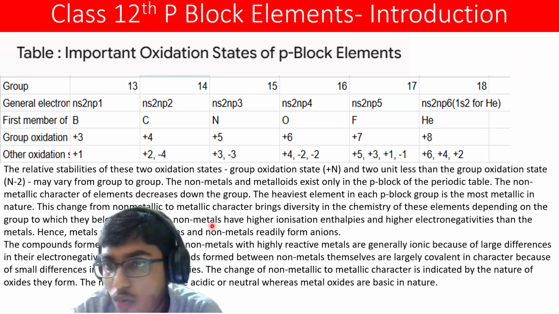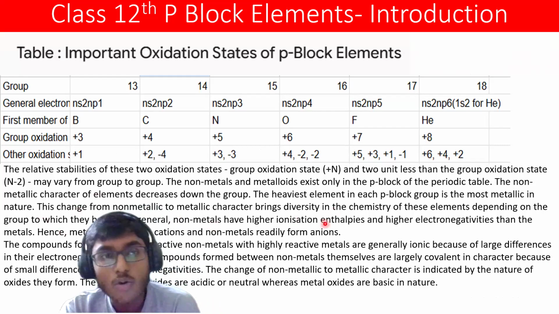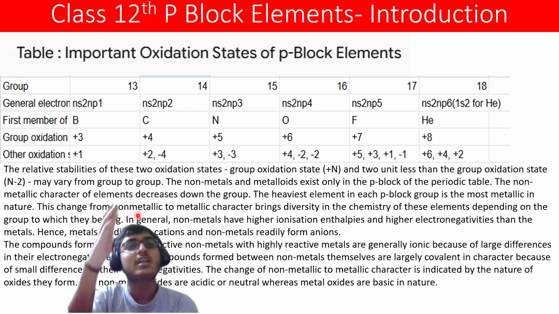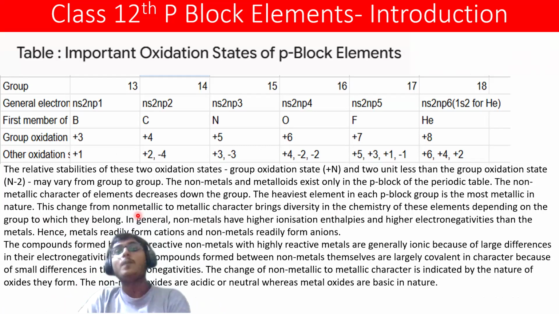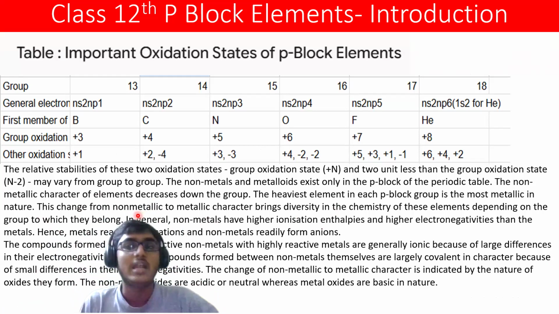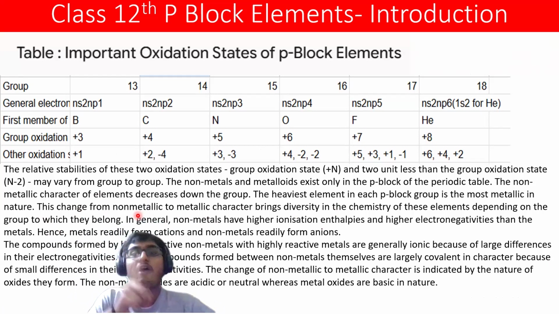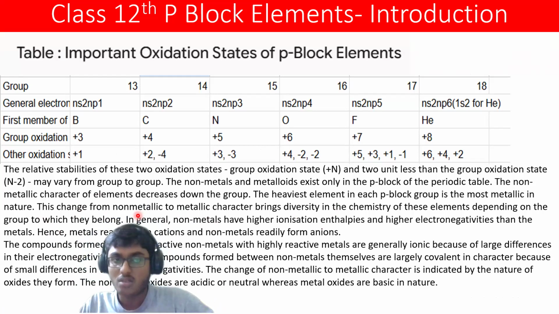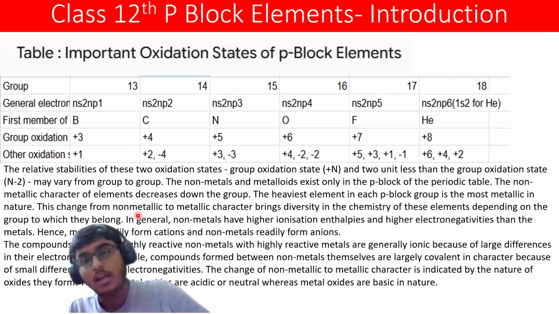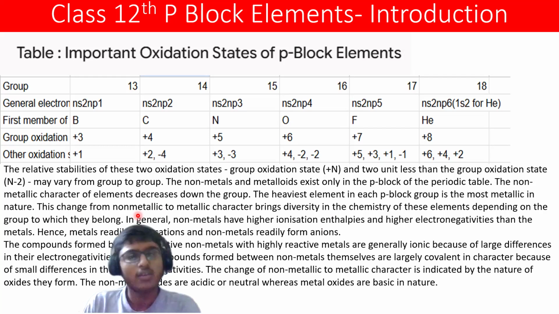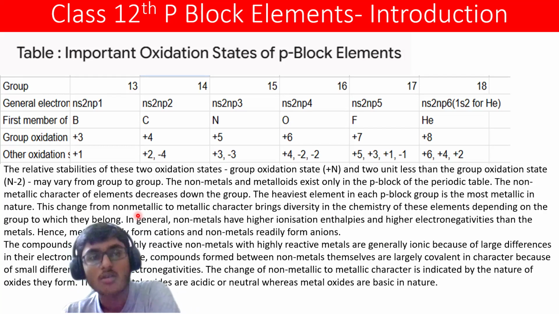So this change from non-metallic to metallic character brings diversity in the chemistry of these elements depending on the group to which they belong. In general, non-metals have higher ionization enthalpies and higher electronegativities than the metals. Hence, metals readily form cations and non-metals readily form anions. Yes, this is correct.